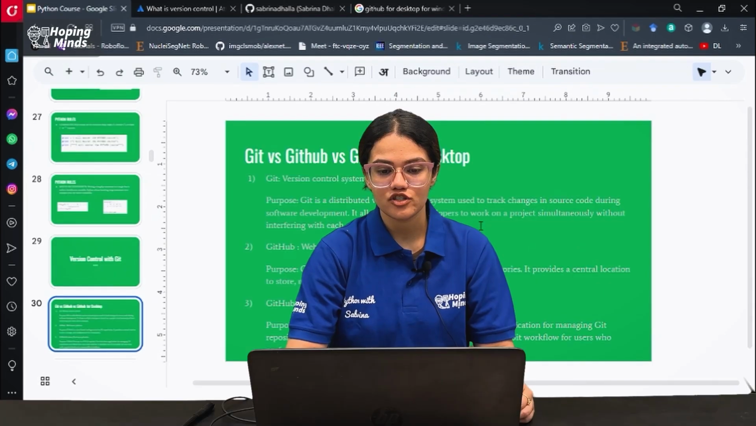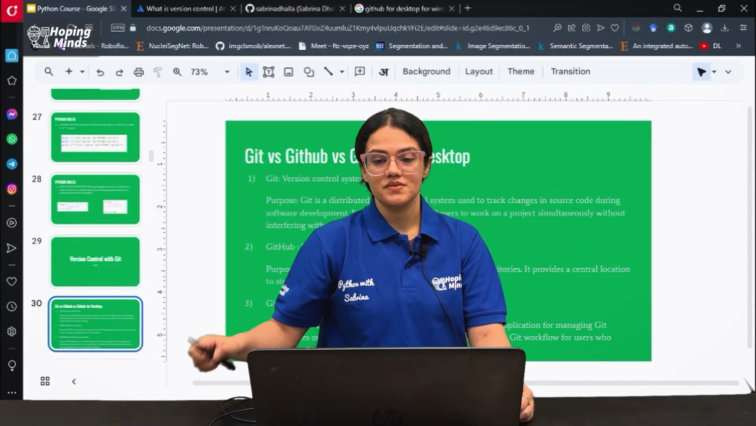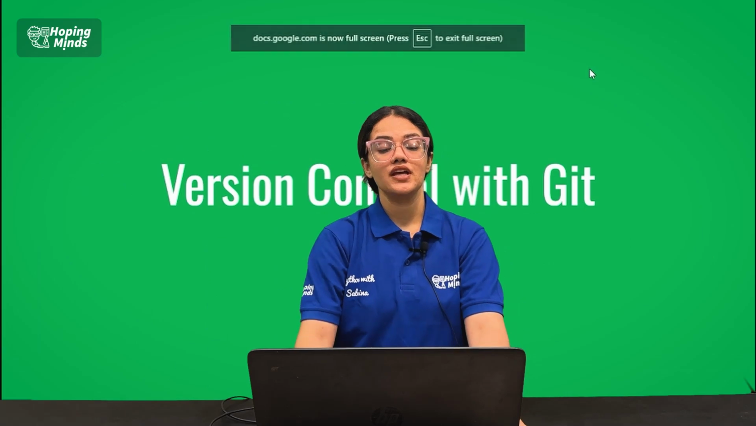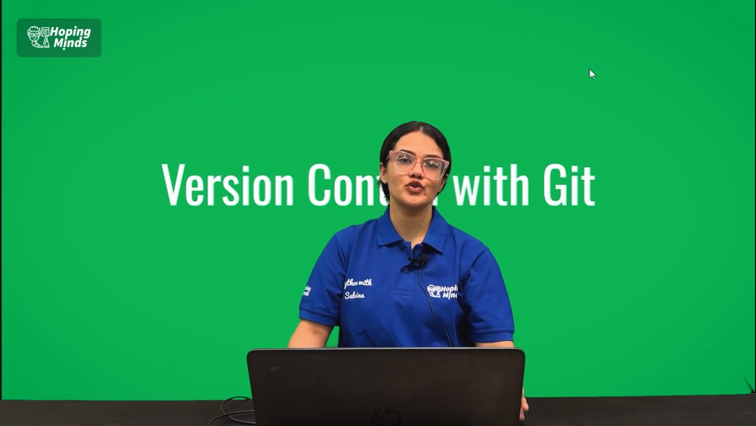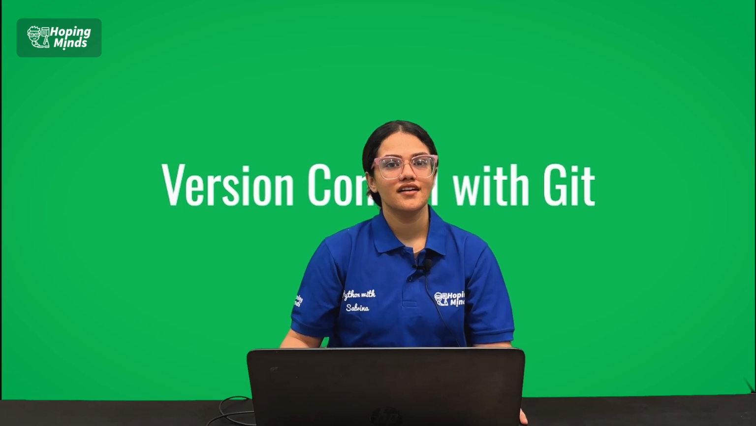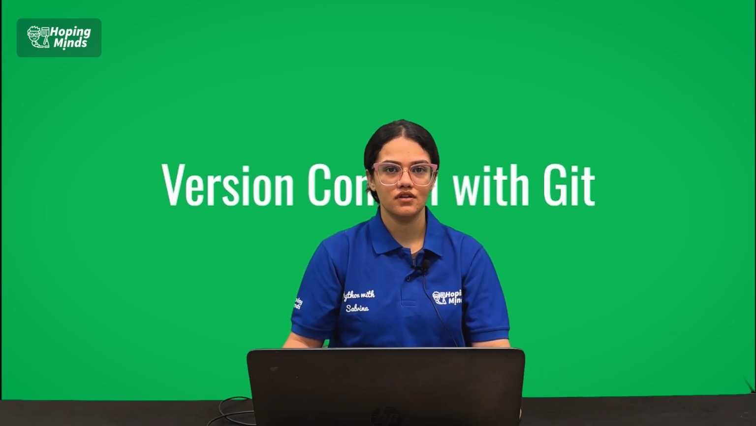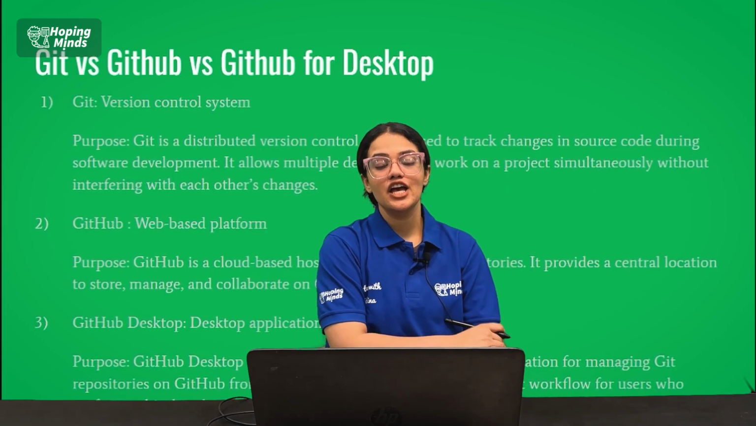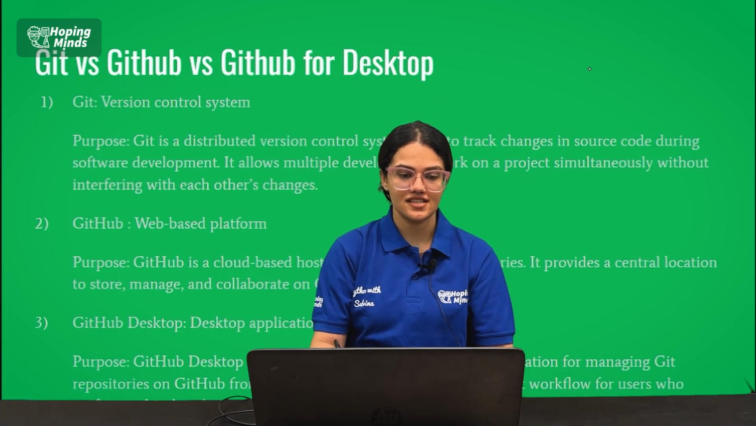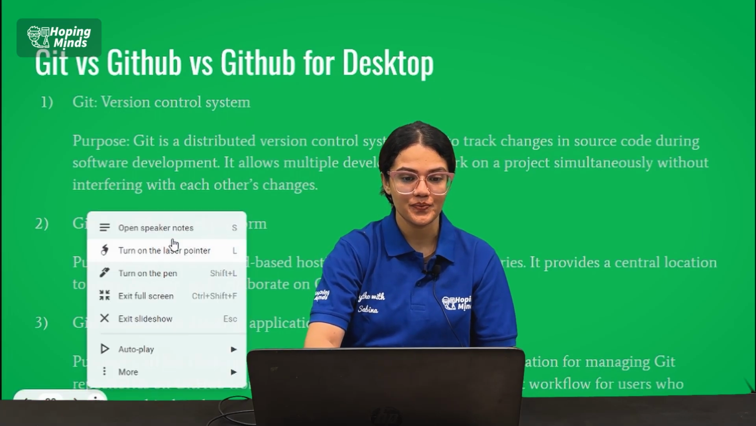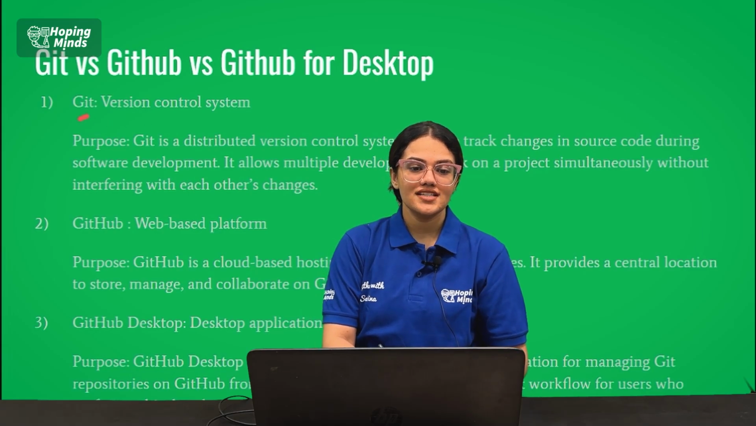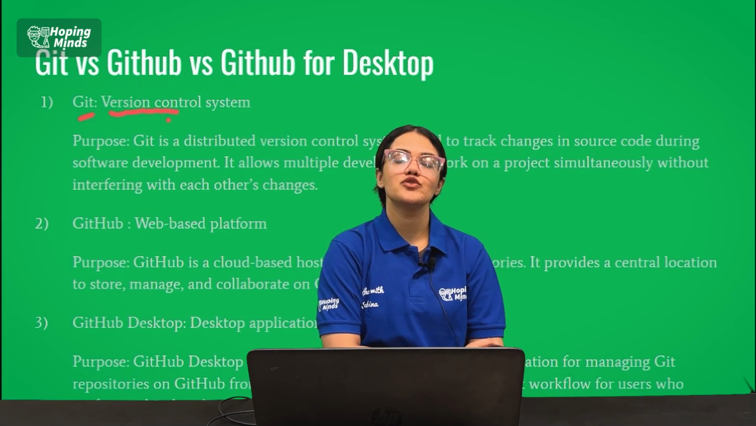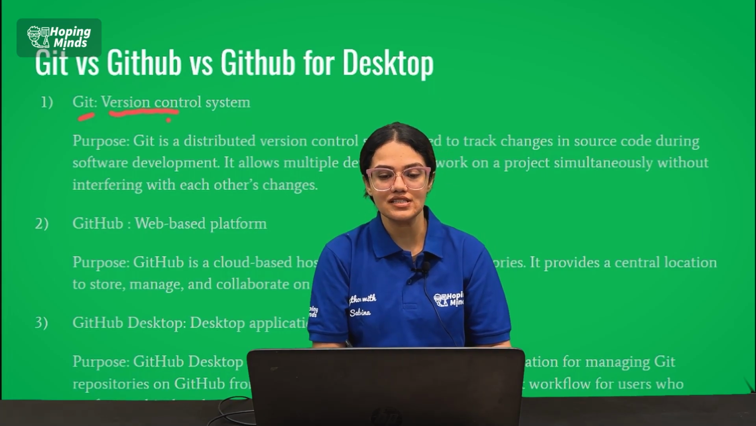So let's get started. First of all, we have two terms over here, Git and GitHub Desktop. Here, students, we will study version control with Git. Now what is Git? What do you think is the difference between these two terms? If you do not know, let's go. Just see this slide, I have prepared it very nicely for all of you. Git is a version control system. What do you understand by a version control system? Let me explain it with a very simple example.